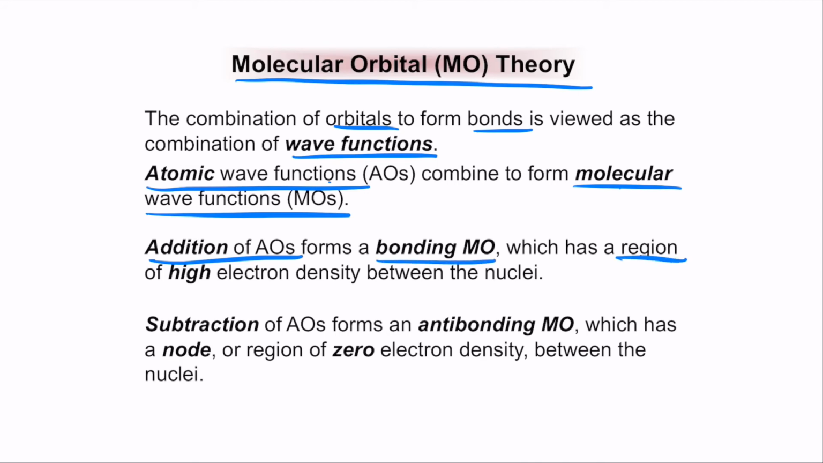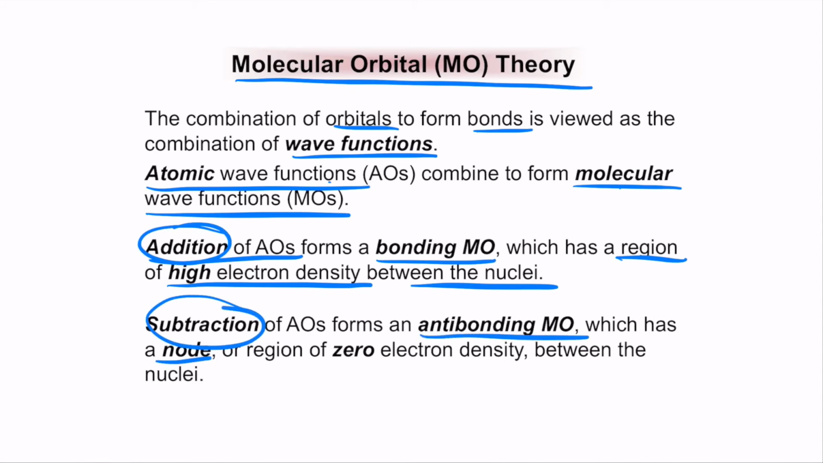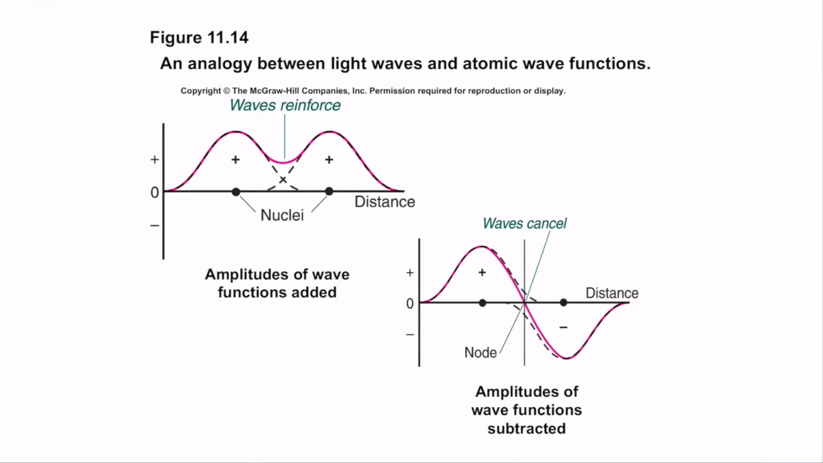This generally results in a region of high electron density between the nuclei. Now this is when you have addition. When you have subtraction, it can create an anti-bonding molecular orbital, which generally has a node, or a region of zero electron density between the nuclei. So think of this as a structure where it does not end up creating a bond. That's why it's called an anti-bonding molecular orbital.